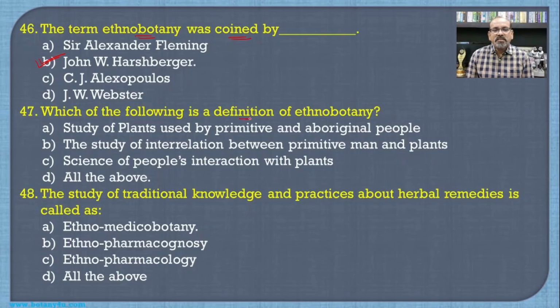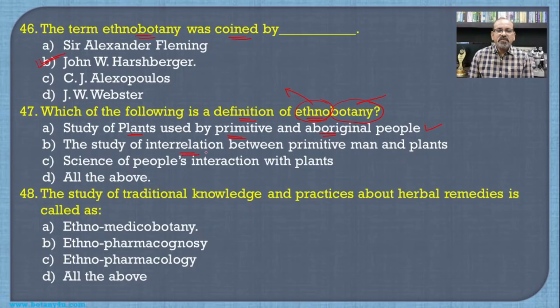Which of the following is a definition of ethnobotany? Two words are joined together, ethno and botany. Botany means the study of plants, and ethno refers to activities of aboriginal people, or native people, or even tribal people. So the study of plants used by the primitive or aboriginal people is a correct statement.